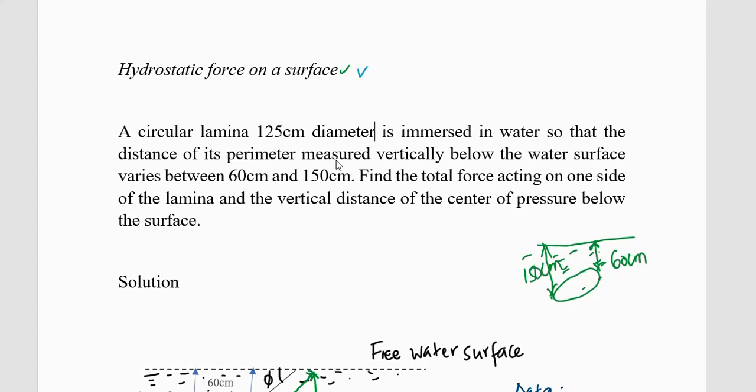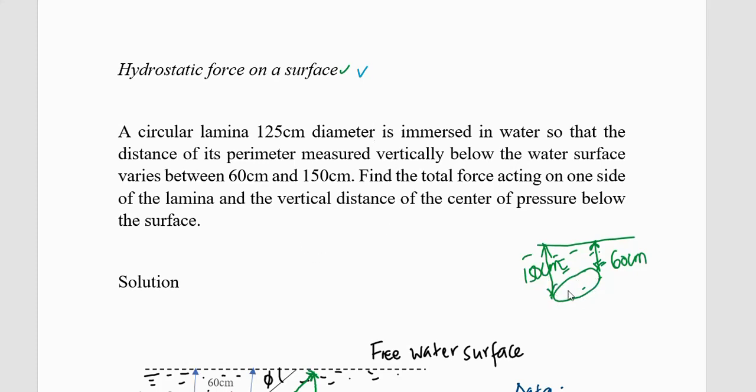In this video, we are going to look at a problem that involves calculating the hydrostatic force on a submerged surface. And the guiding question is as follows. A circular lamina 125 centimeters diameter is immersed in water so that the distance of its perimeter measured vertically below the water surface varies between 60 centimeters and 150 centimeters. Find the total force acting on one side of the lamina and the vertical distance of the center of pressure below the surface.